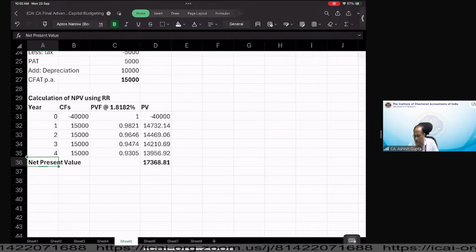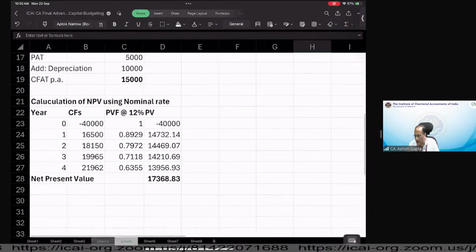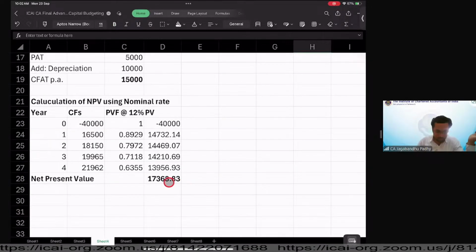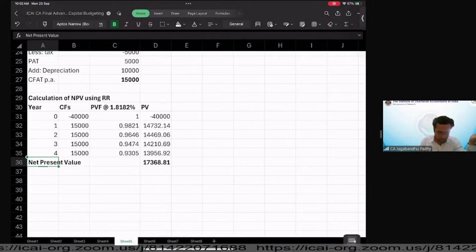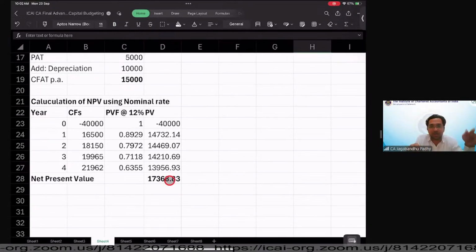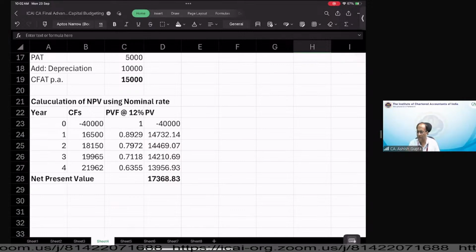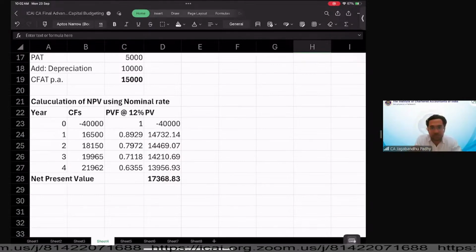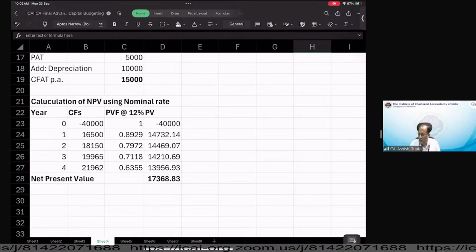Now just show it, Jagbandhu ji. It is 17,368.81, as per our real rate, and this is as per the nominal rate. So both are the same. There is just a difference of 0.02, and that is because of rounding. That's why NPV may be slightly different, but the decision will remain the same. So we cannot say exactly it will be the same. There may be some difference in NPV, but the decision will remain the same.